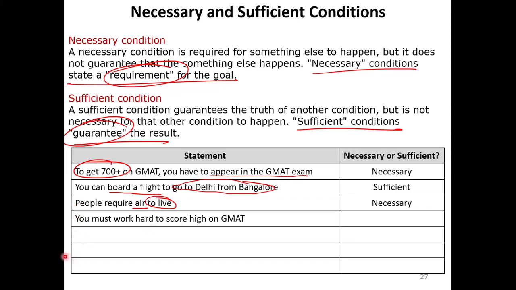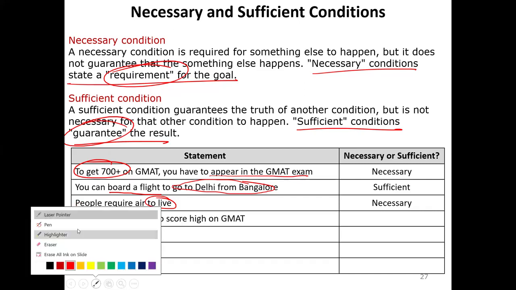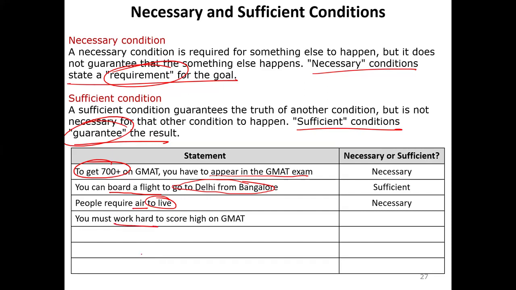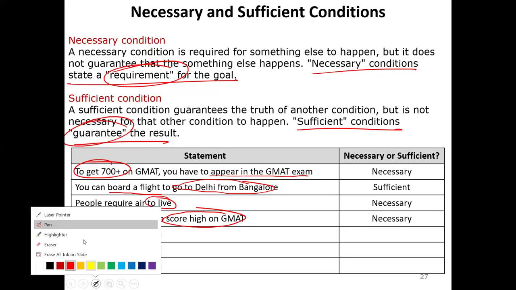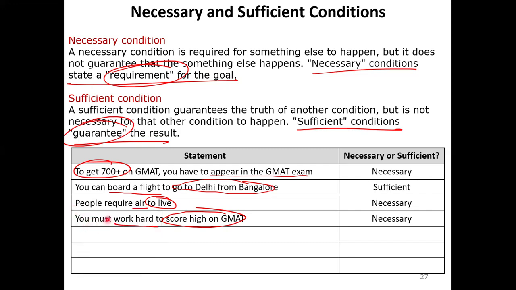Okay. You must work hard to score high on GMAT. Tell me, is working hard a necessary or a sufficient condition to achieve this goal? Yes, guys. All right, very nice. Why? Because the statement says you must work hard, which means according to this statement, working hard is a requirement to score high on GMAT. But this statement definitely does not claim that if you work hard, it will guarantee that you score high on GMAT.